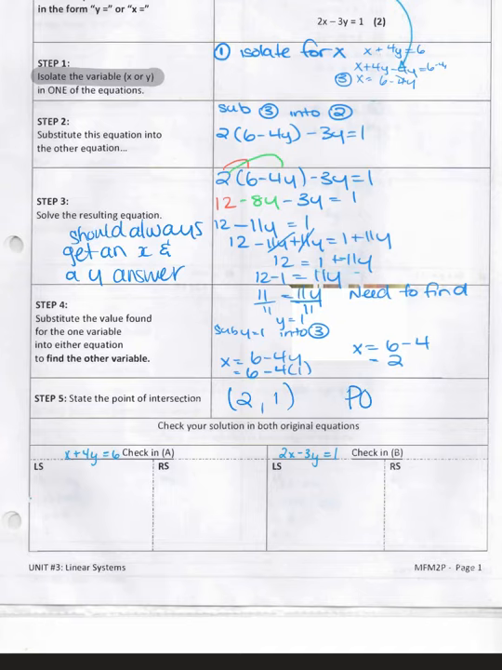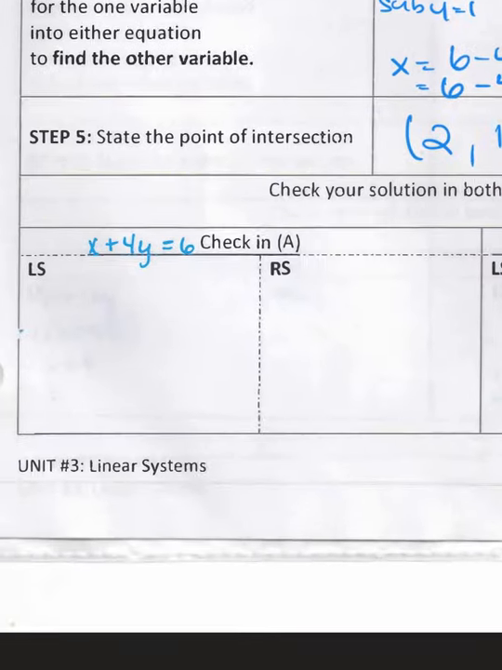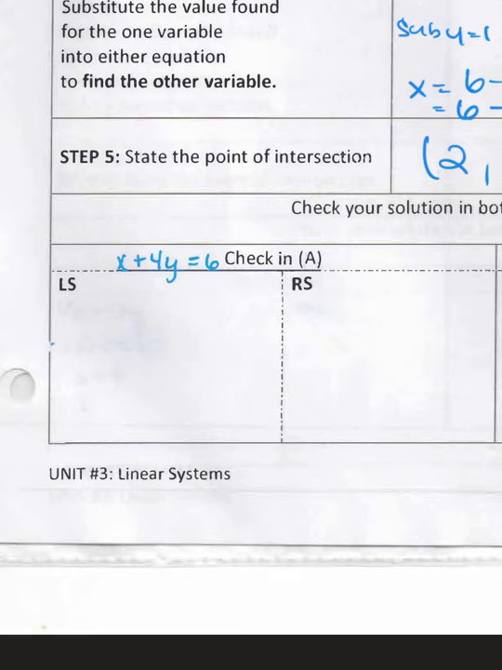This is my POI. So how do I know that this is completely correct? Well, I know this is correct because I'm going to substitute that point of intersection into my equations. So this is 2 and 1. On my left-hand side, I had x plus 4y. I'm going to sub in x equals 2, y equals 1. And on my right-hand side, I had 6. I don't have to substitute anything in there. Remember, substitute just means replace. So every time I see an x, I'm going to replace it with 2, because that's what I found, plus 4. And every time I see a y, I'm going to replace it with a 1.